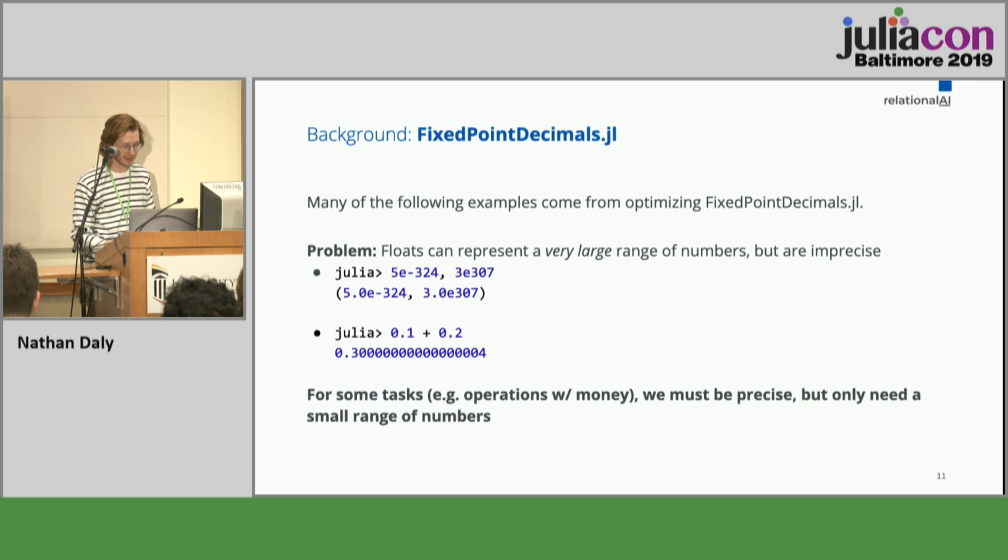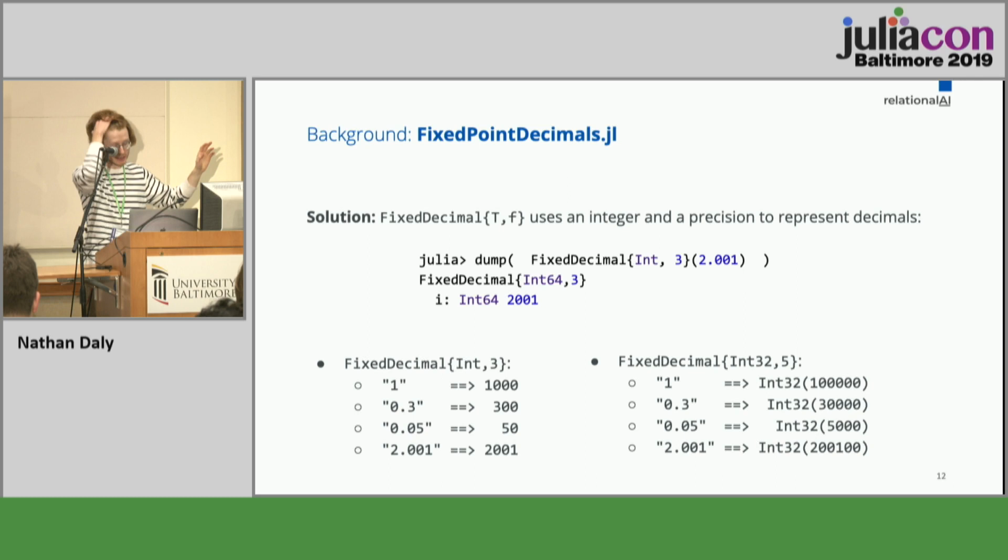There's this type called FixedDecimal, which implements this by storing an integer for the value, since integers don't have that precision problem, and then keeping track of some number of digits that we use to represent the decimal portion of the number. So to represent the number 2.001 with three digits of precision, we would actually store the integer value 2001, and then we just remember that the last three digits are the decimal. And we remember that by keeping it in the type. Because the precision is in the type, the compiler can produce fast code when we use these in practice. Okay, so that's the background.